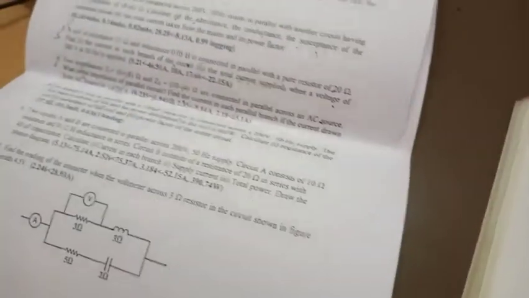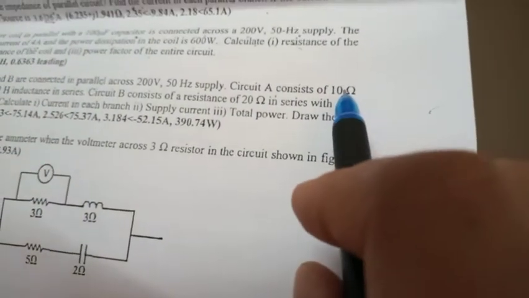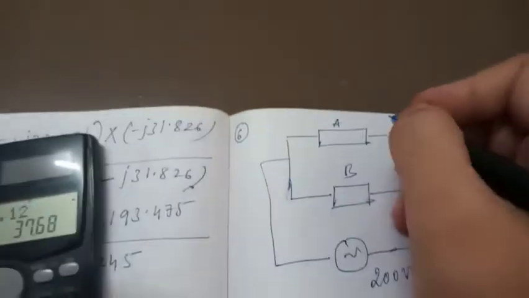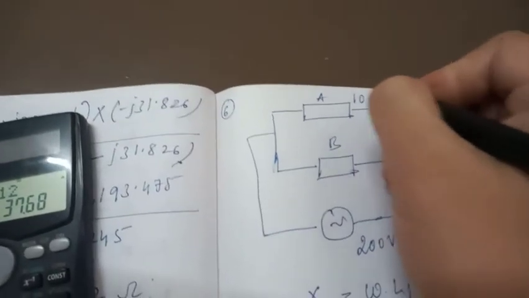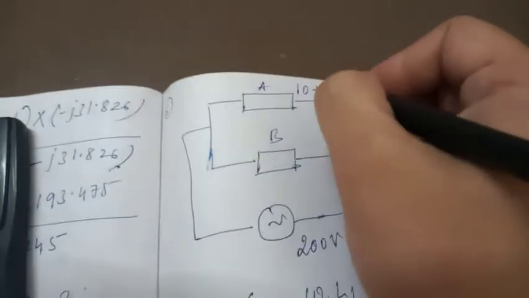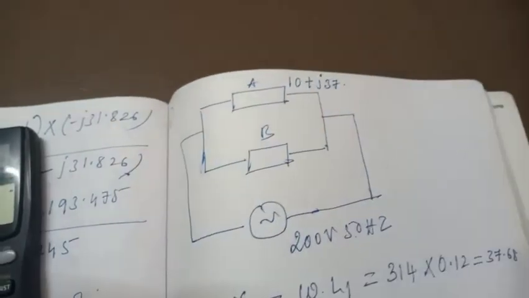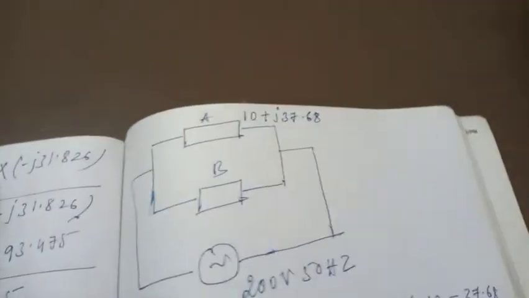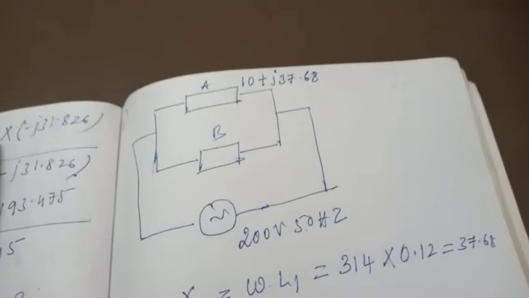They have clearly given 10 ohm resistance and 0.12 henry inductance in series. So inductance means plus j. What is the value of resistance? That is 10 ohm. So 10 plus j37.68 is the impedance of circuit A.